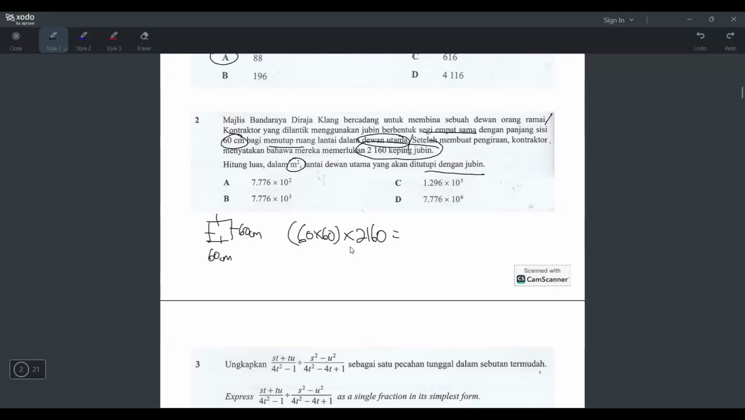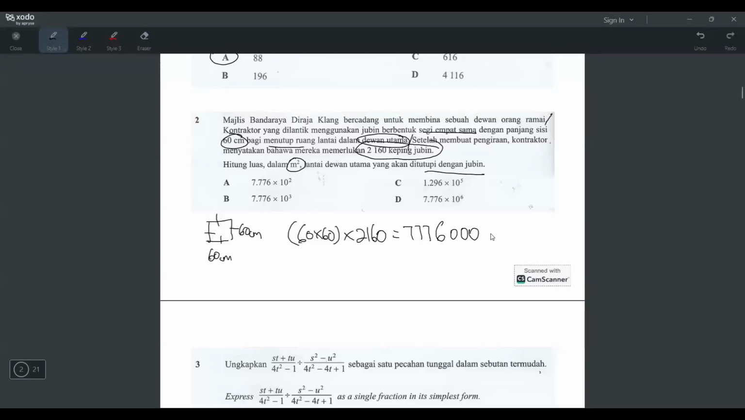Lepas you tekan ni, you dapatlah luas lantai. So tekan dulu, see what you get. 60 times 60 times 2160. Okay, my calculator give me 7776 and then 0, 0, 0. So this is the luas lantai, area of the lantai.